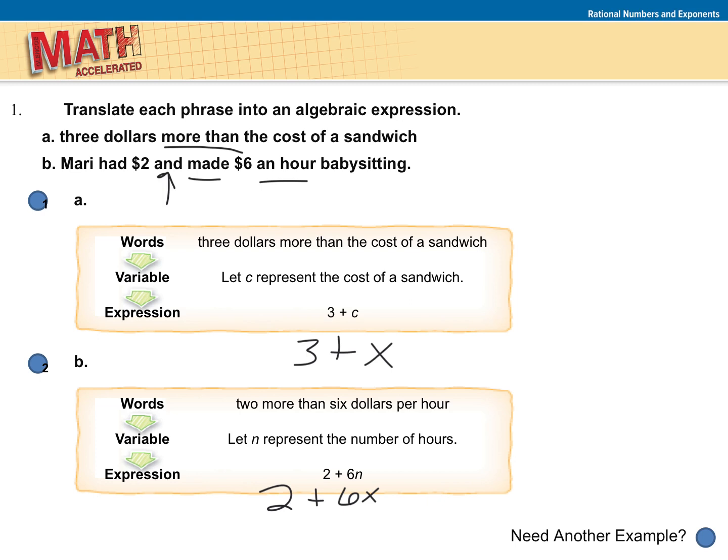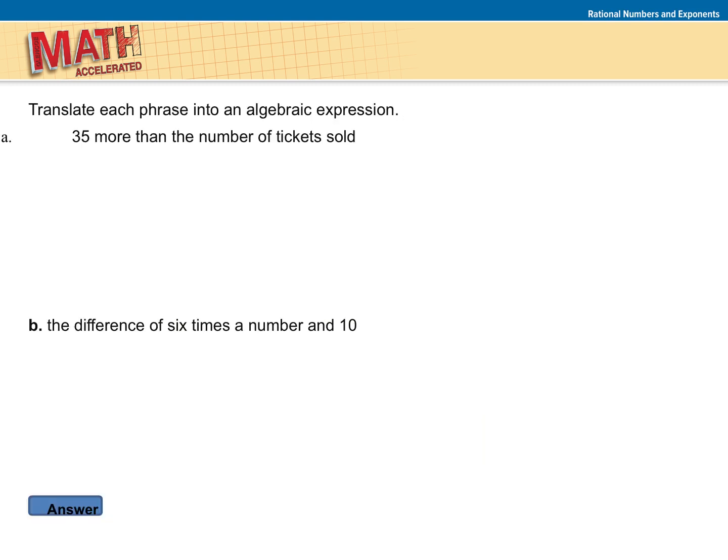Wait, 2 plus 6 times what? Times X. Because we're just writing expressions. It's 2 plus 6. The answer could be 4. 6, that's not a times, that's an X. No, it's an X. Alright, I want you guys to do these two on your own. Go try those two, write algebraic expressions.